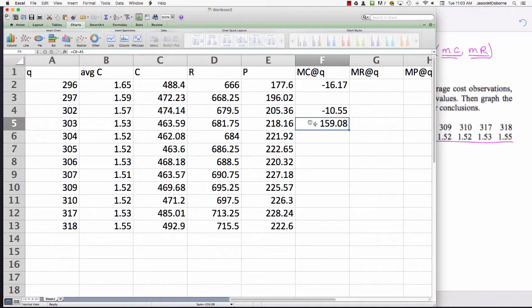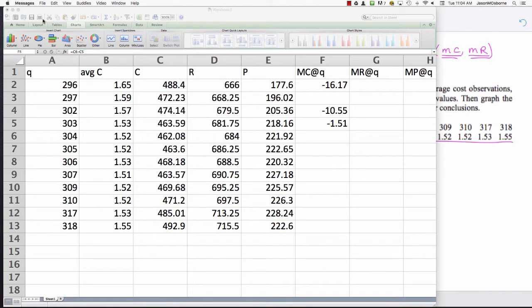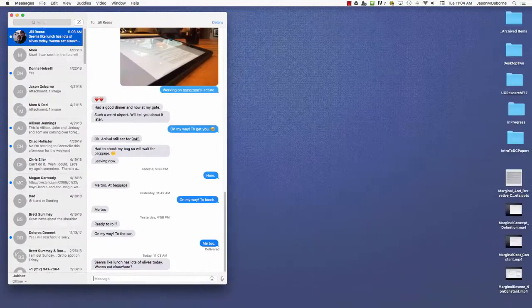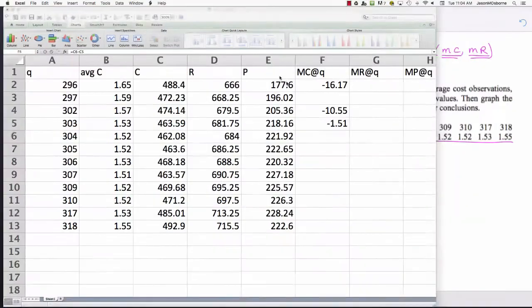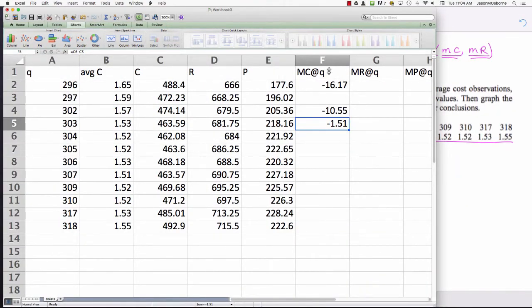Whoops. So let me see, I'm subtracting the wrong values there. The cost for 304 minus the cost for 303. So the costs have only gone down by $1.51. All right, so you can continue laying out the marginal cost formulas.